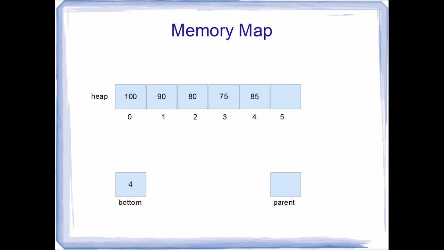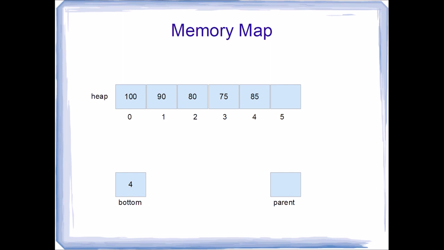So who are its children? Well, 2 times 0 plus 1 is 1. So that means that 90 is the left child of 100. Okay, who's the right child? Well, 2 times its index, 2 times 0 is 0, plus 2 is 2. So the right child of 100 is 80. Okay, so that's how that works.